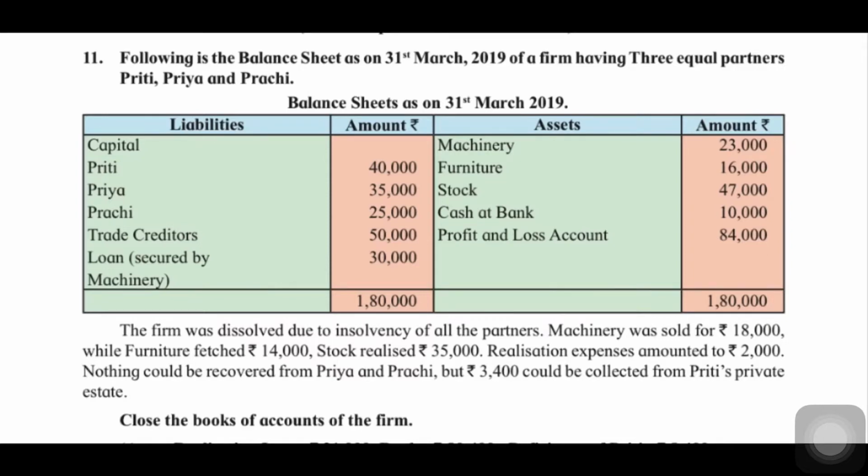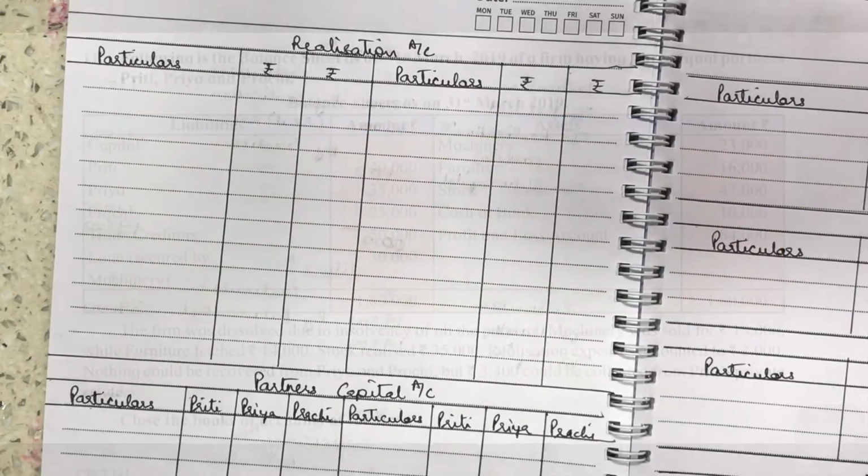So, what accounts will you prepare? First is realization account, partners capital account and bank account. This much you know nicely. Now, you have to prepare the outside liabilities, that is trade creditors and loan account, and plus one special account, deficiency account. Okay, let's start.